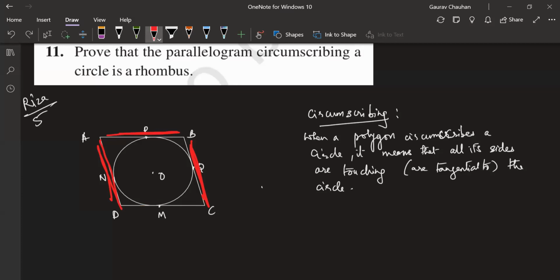Another way of showing it's a rhombus is that the diagonals intersect at 90 degrees. That's another way of showing it's a rhombus. That does not happen in a parallelogram. That may or may not happen in a parallelogram. Are we good? So these are the properties of a rhombus.